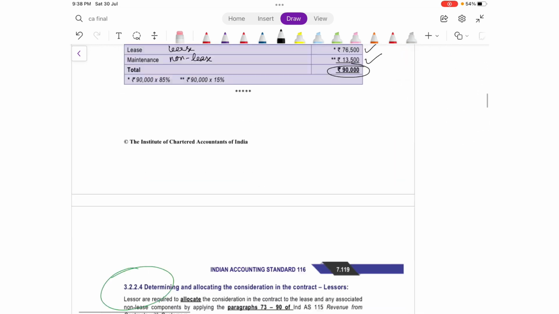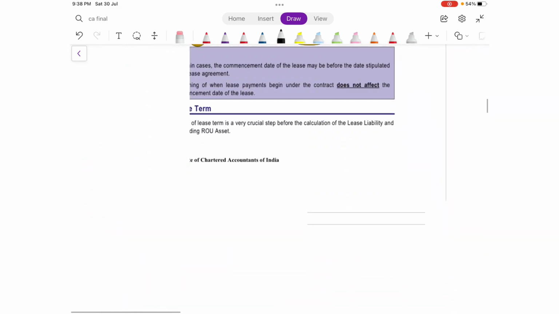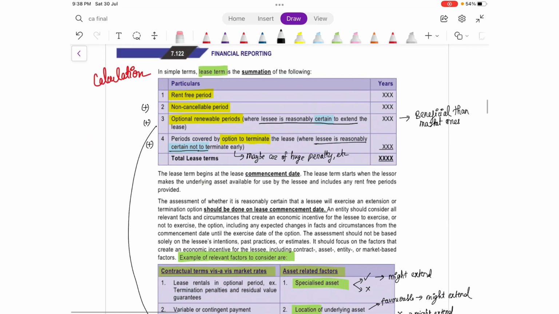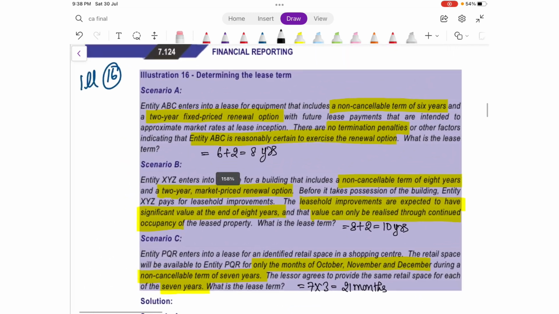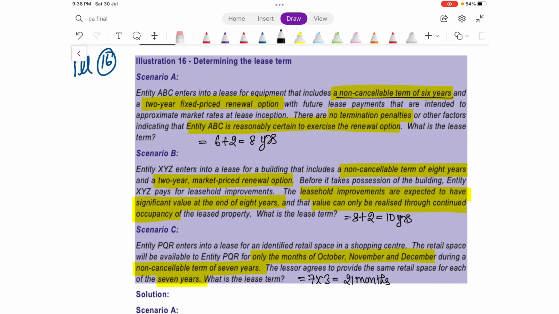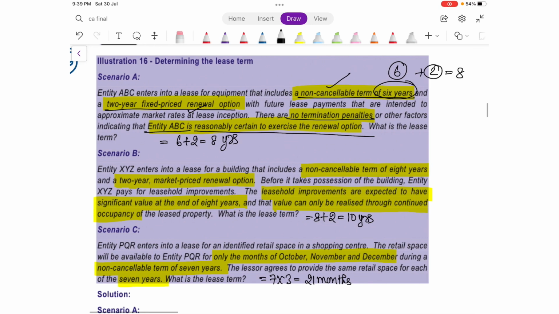So which one did we finish? Illustration number 15 we are done. Illustration number 16. Yes. So in illustration number 16, they are saying there is a non-cancellable term of 6 years. Then there is a 2-year fixed price renewal option. And then there are no termination penalties. They are saying entity ABC is reasonably certain to extend the renewal option. And what is the lease term? So the lease term is the non-cancellable period of 6 years plus, since they are reasonably certain that they would extend, 2 more years. So 8 years is the lease term here.